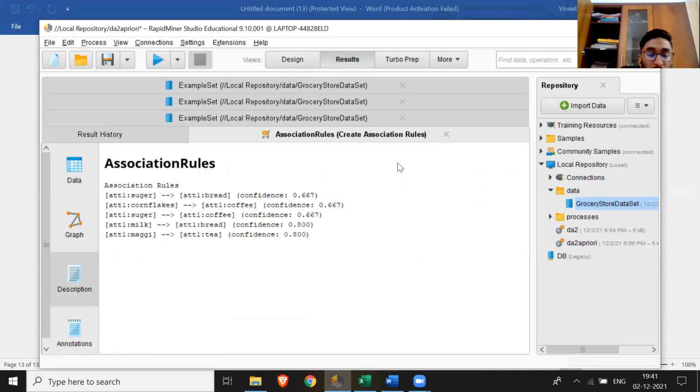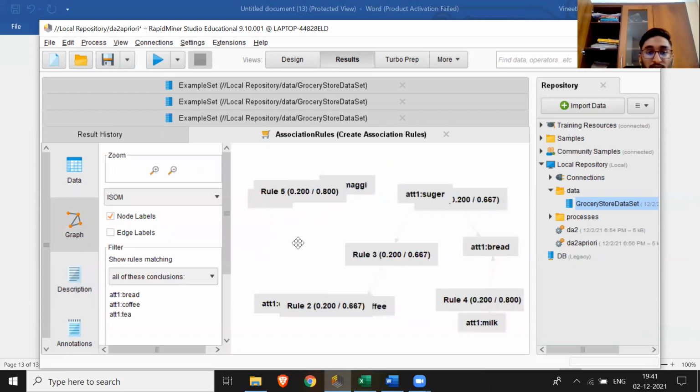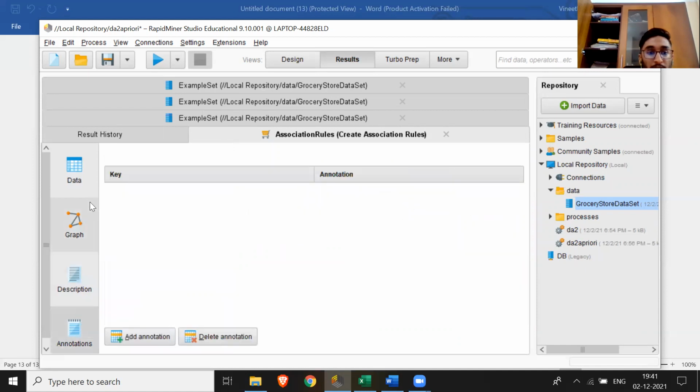we get all this. And in the description, we see 5 association rules. What this conveys is, let's say a customer buys sugar from the store. He or she is more likely to buy bread along with it. In the same way, if a customer buys cornflakes from the particular store, he or she is more likely to buy coffee along with it. And the same thing for sugar: if a customer buys sugar, he or she is more likely to buy coffee with it. And the same thing for milk and bread. And we can visualize this with the help of a graph as well, in graphical form.